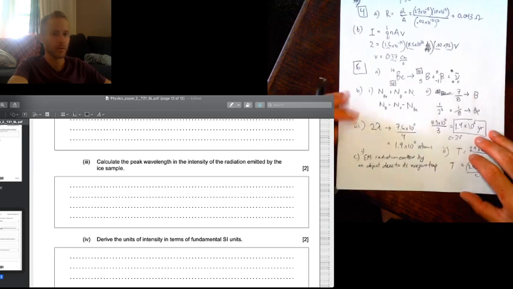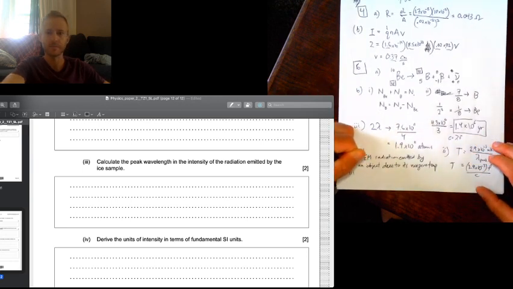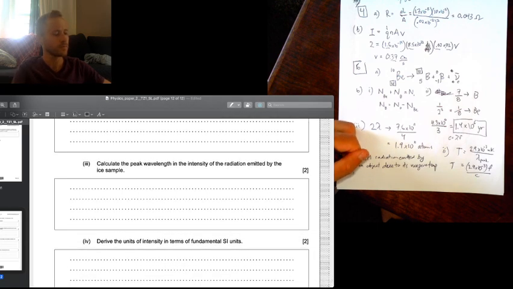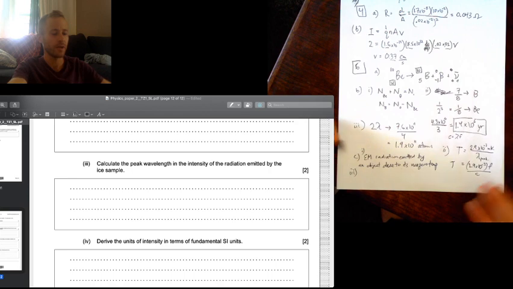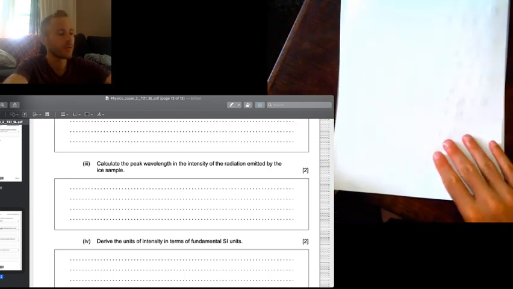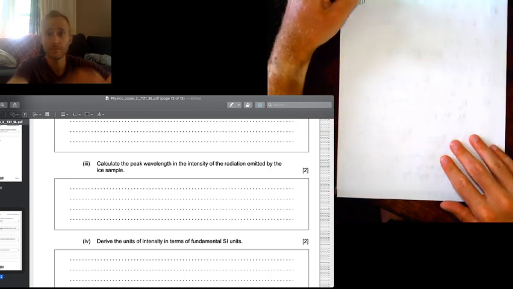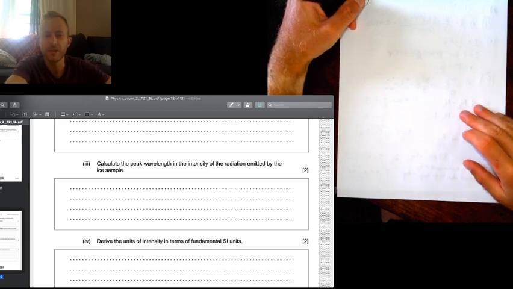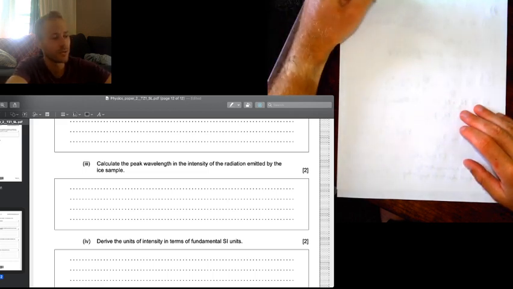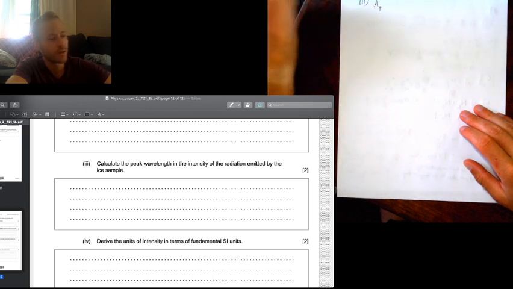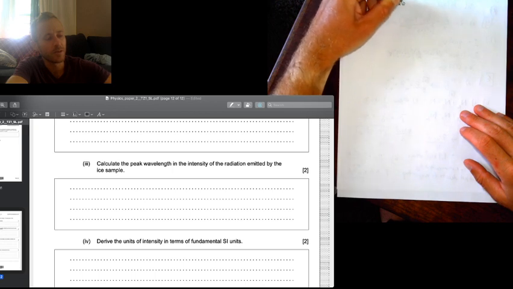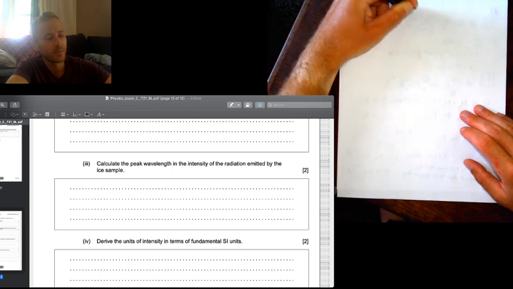Calculate part 3. I'm just going to turn the page. Part 3 says, calculate the peak wavelength in the intensity of the radiation emitted by the ice sample. So we're going to use the Wien displacement law. The peak wavelength is 2.9 times 10 to the minus 3 meter Kelvin divided by the temperature.